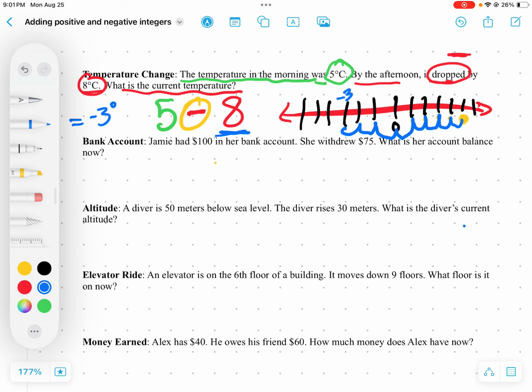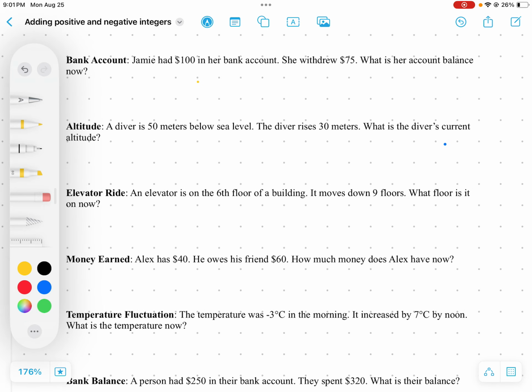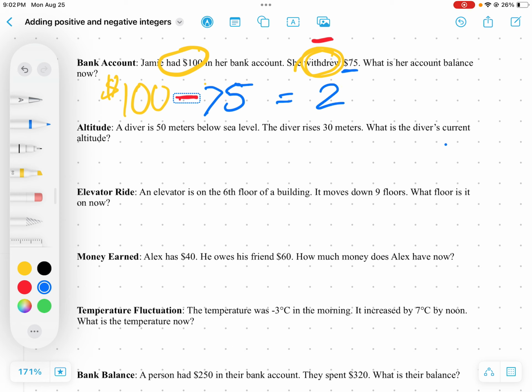Now, some of the other questions, like this one, let's go ahead and practice this one. It says, Jamie had $100 in her bank account. She withdrew $75. Okay, so she had $100. Is she in debt $100, or does she already have it? She already has it, which means this is going to be a positive 100. Okay, and then she withdrew 75. If you remember from our last unit, withdrew is a negative word, so we're going to be subtracting, and then we have 75 right here. So we have 100 minus 75. This is going to give us 25.